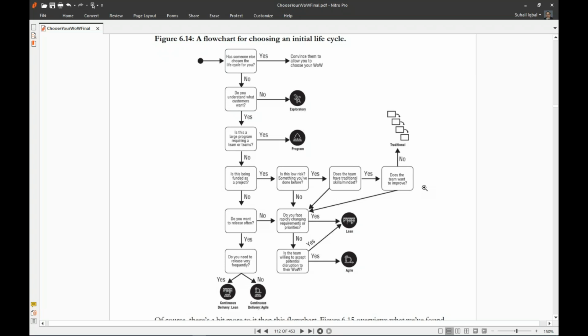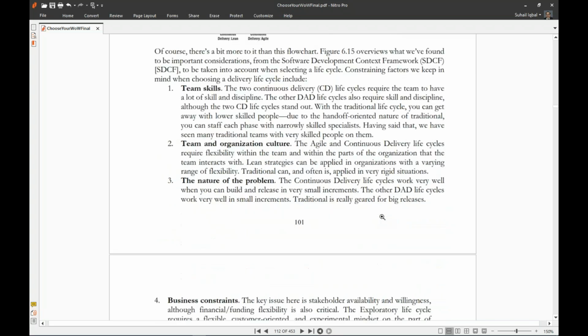Again, if yes, it is going for the lean life cycle. And is the team willing to accept potential disruption to their WoW? If yes, then it is the agile life cycle. So you see, and if you come back to the decision, do you want to release often? If yes, do you need to release very frequently? If yes, continuous delivery. If not, then continuous delivery agile. So you can decide, looking at this chart, which specific life cycle you are going to be using. Even the traditional life cycle is also shown here, where does the team want to improve? If they do not want to improve, they can go for the traditional life cycle.